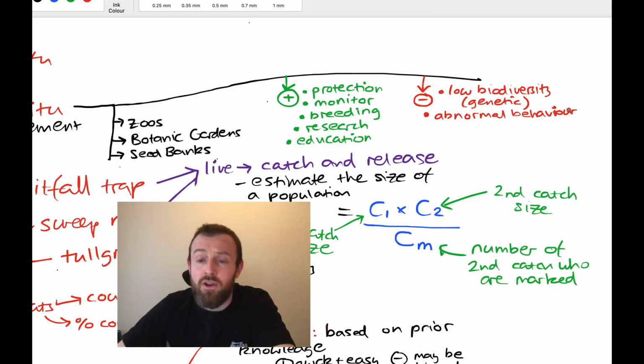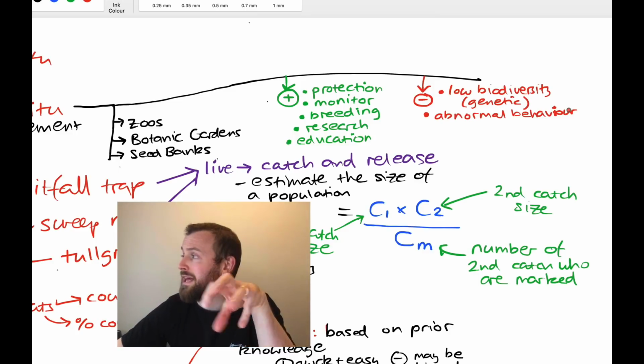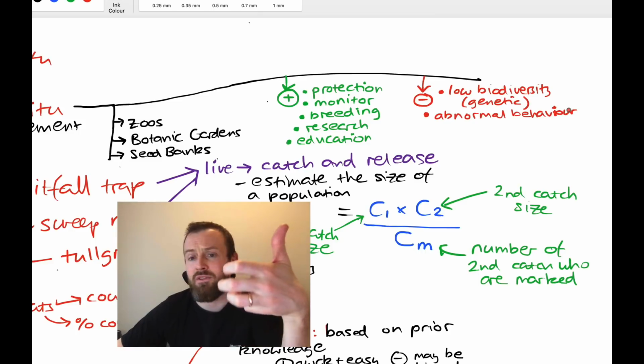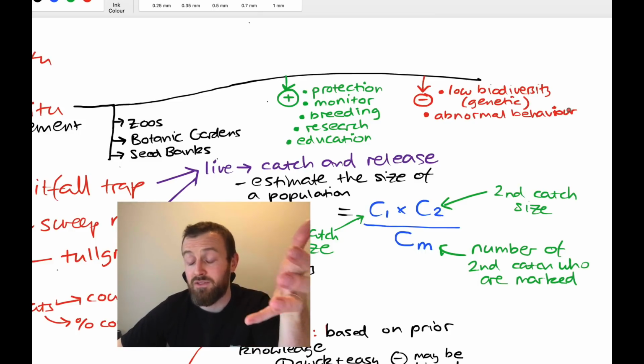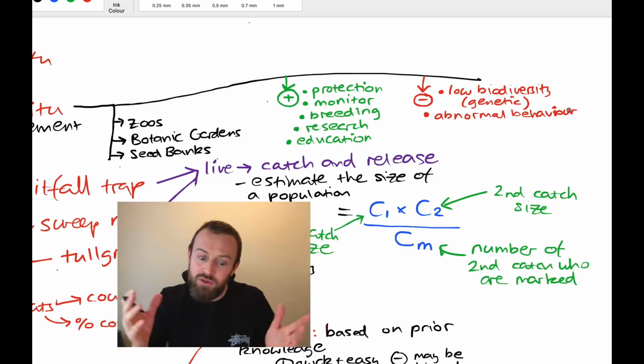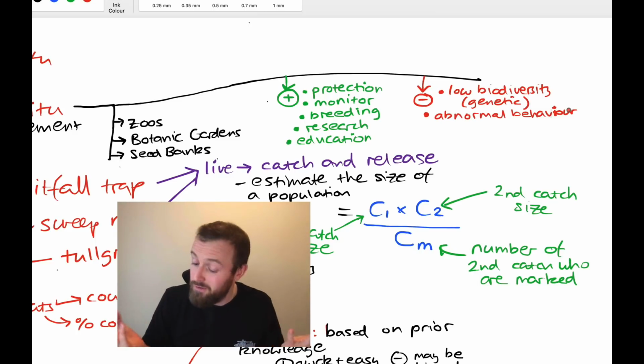So abnormal behavior, but this might also be less dramatic abnormal behavior, like abnormal breeding behavior. It might be very difficult to breed an organism in captivity because you haven't quite got the right mood for the breeding to occur, for example.